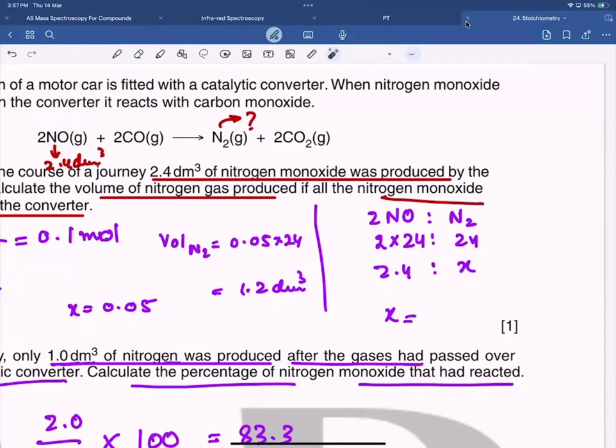Sir, is the direct method allowed? Yes, it's allowed. I don't prefer the direct method because in it you people mostly make mistakes. Okay sir, thank you. You're welcome. Okay sir, Allah Hafiz.